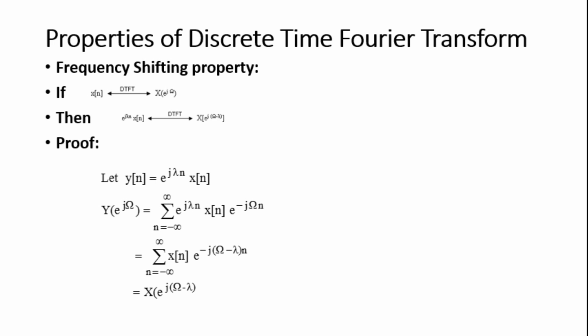Next property is the frequency shifting property. If x of n, on taking the discrete time Fourier transform, gives X of e power j omega, then the DTFT of e power j lambda n into x of n gives X of e power j into omega minus lambda.